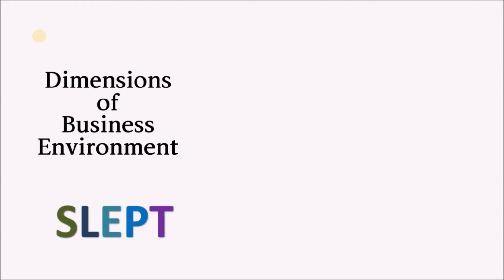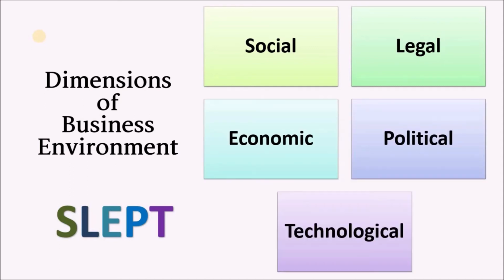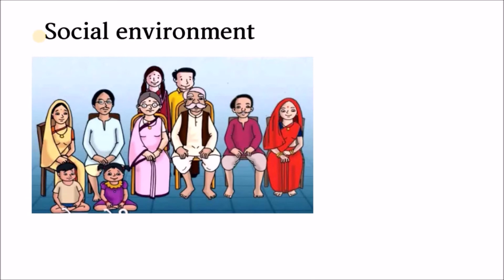So now we are doing a topic, dimensions of business environment, a very important topic of this chapter. And I told you that if you want to remember the dimensions, there is one acronym which you need to remember, and that acronym is SLEPT. So there are 5 dimensions of business environment: social, legal, economic, political and technological. And another name for dimensions can be elements or components. So we are going to do in detail what are these components of business environment. So we'll first start with social environment.